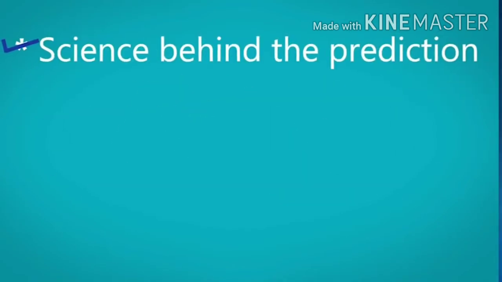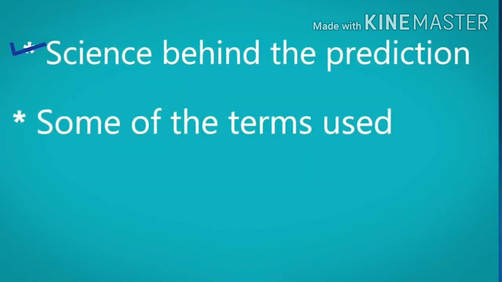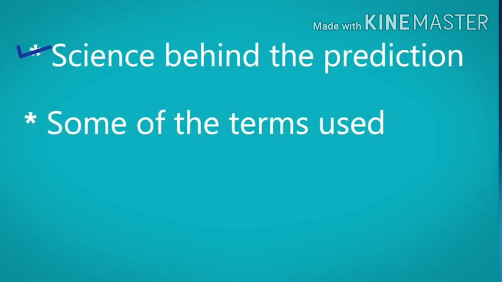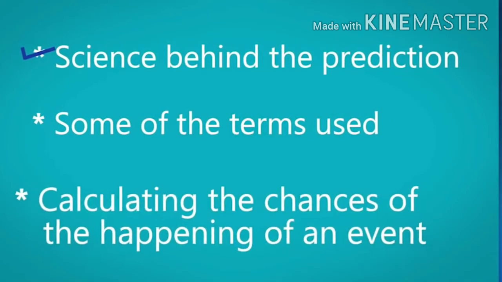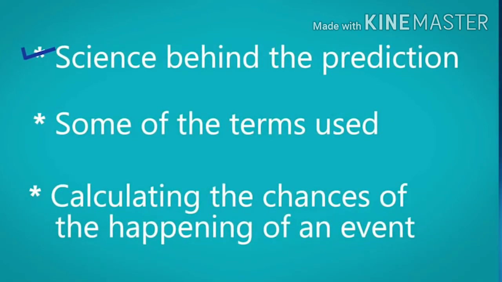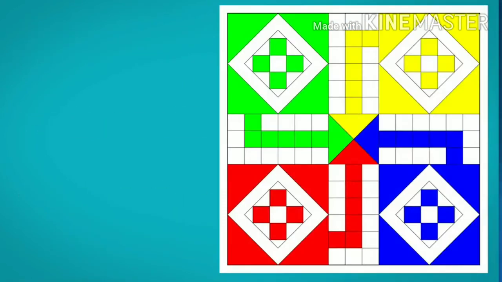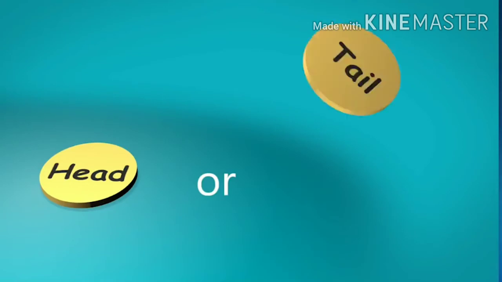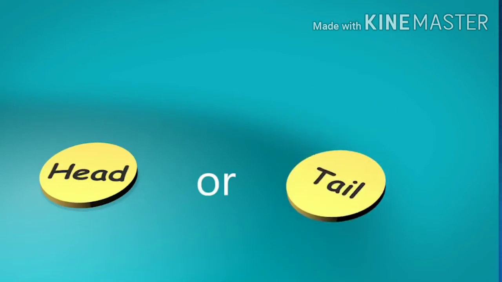From the examples, we will understand the science behind prediction, some of the terms used in this chapter, and calculating the chances of the happening of an event. Suppose you and your friend are going to play a game of Ludo. So who wants to play first? Then it is decided by tossing a coin. Whoever gets head will start, or maybe tail.